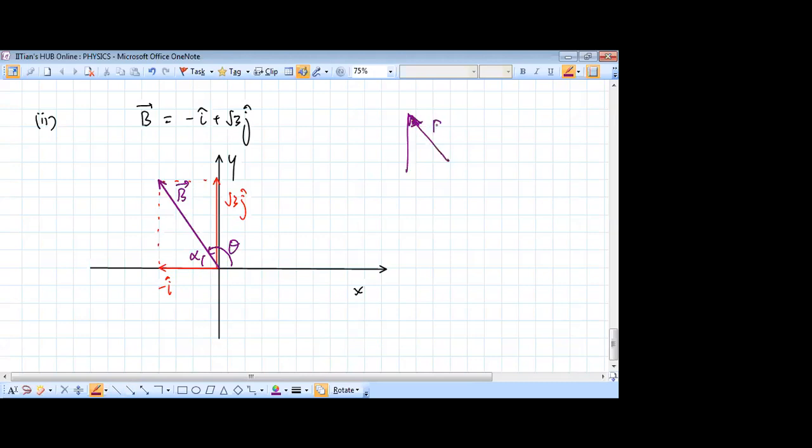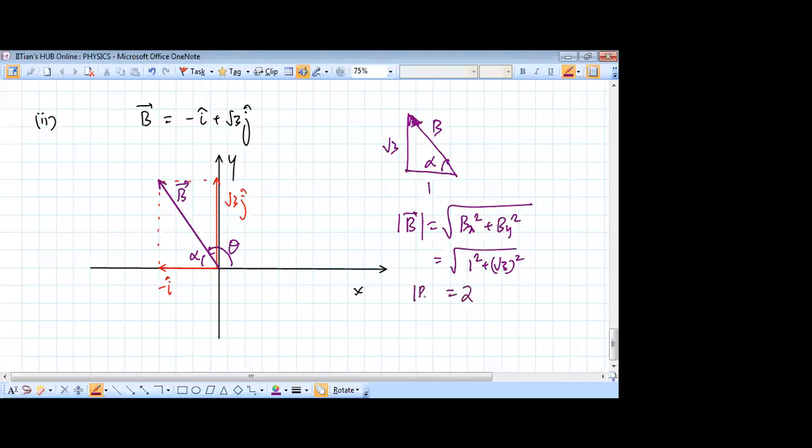this vector B, this side is 1 and this side is root 3 and this angle is alpha. So magnitude of B becomes root of bx square plus by square, that is square root of 1 square plus root 3 square. So that is 2. So the magnitude of the vector is 2. But also you can see in this diagram, tan alpha is root 3 by 1. So alpha is tan inverse root 3, which is 60 degrees.